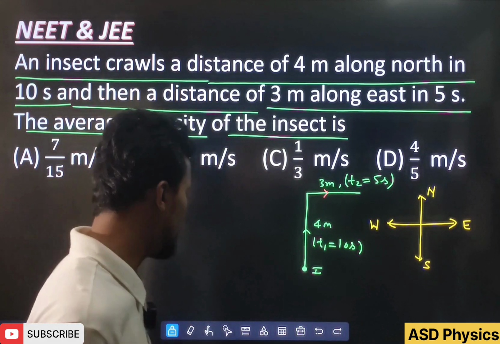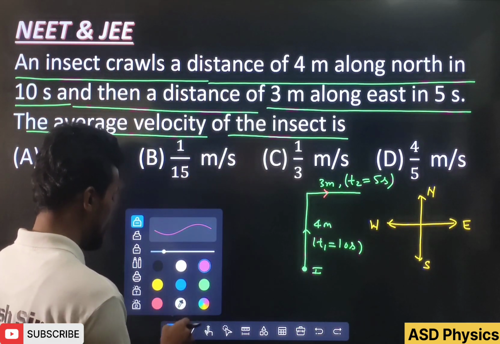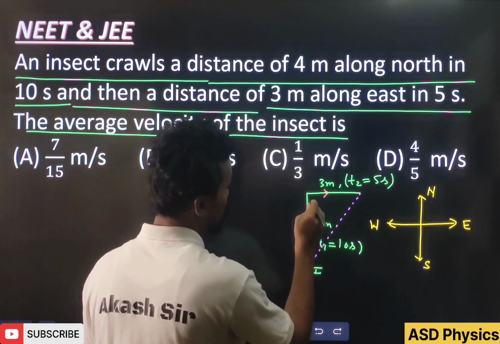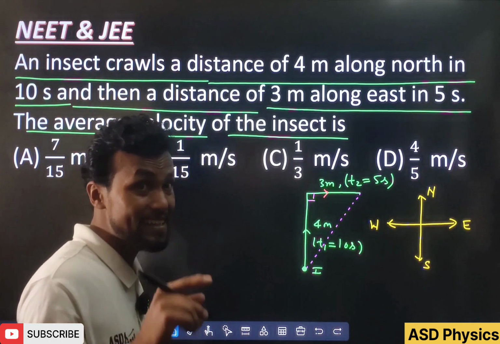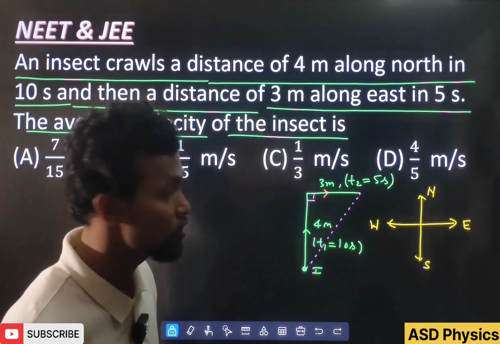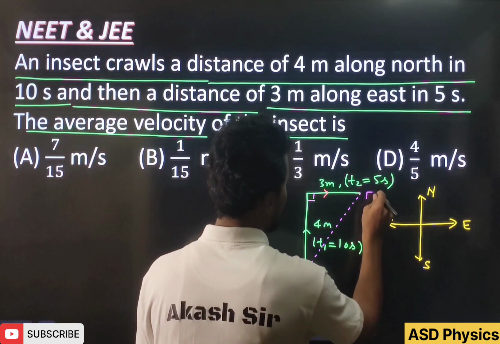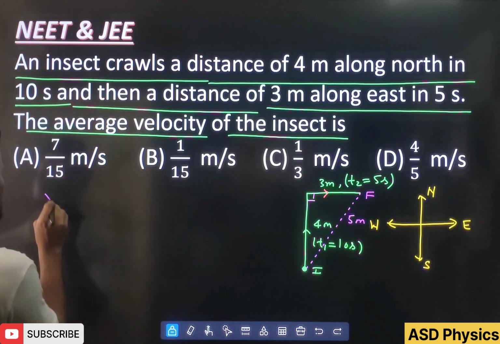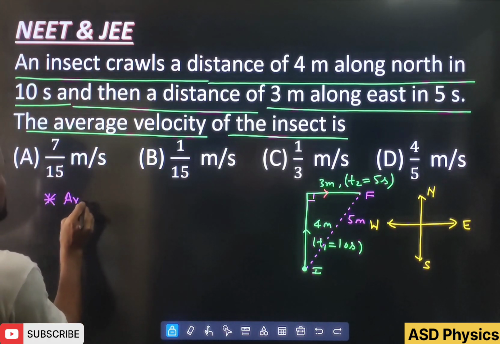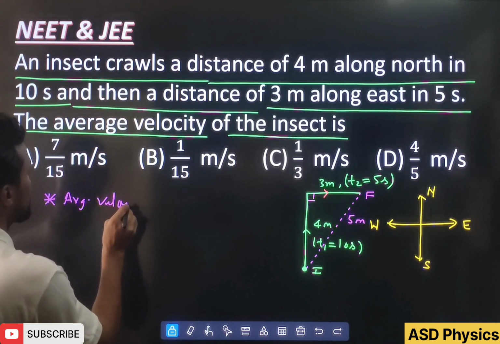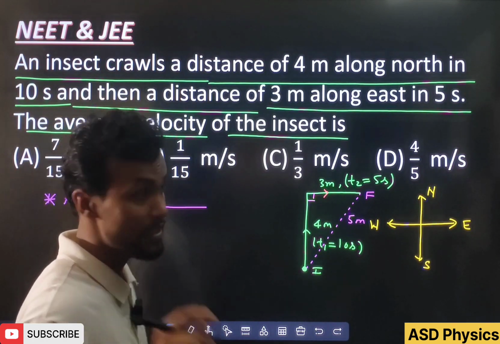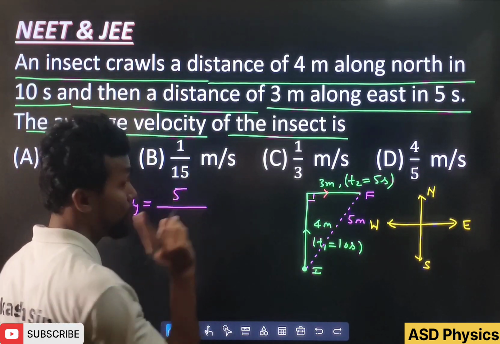So now what is the average velocity, students? You know it is displacement by time. So displacement means what? Like this. You can see very well, it is a right angle triangle. If you use the Pythagoras theorem, what will this distance come? Initial to final distance will come 5 meters. So if I write the average velocity, it means total displacement. Displacement is, by the Pythagoras theorem, 5 meters.